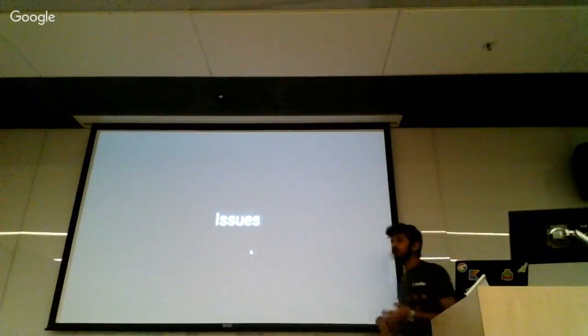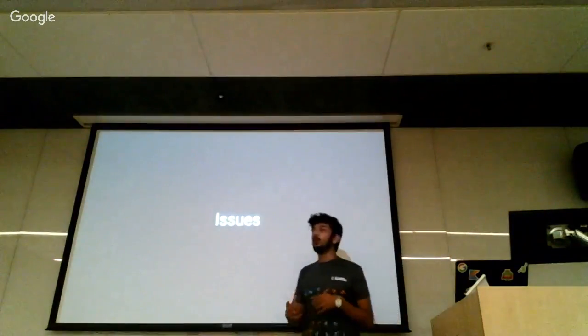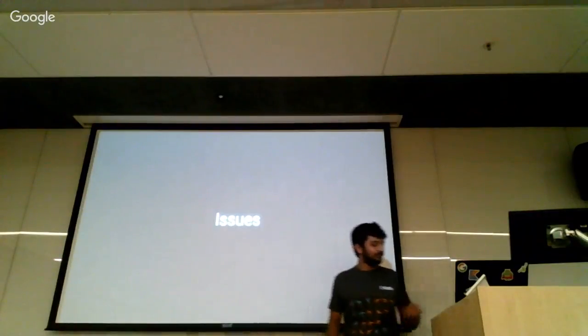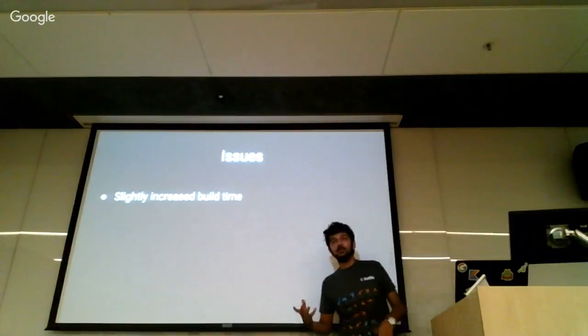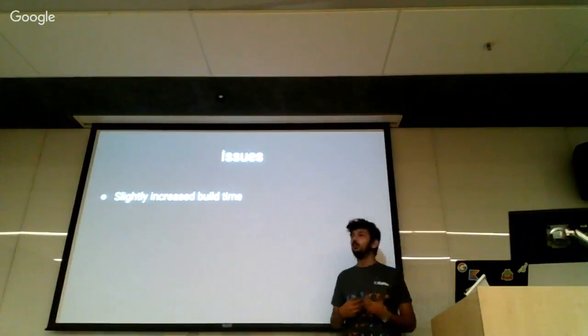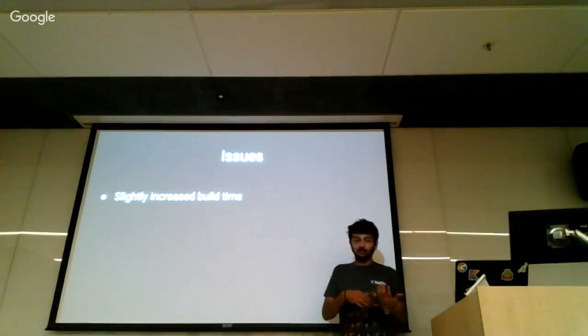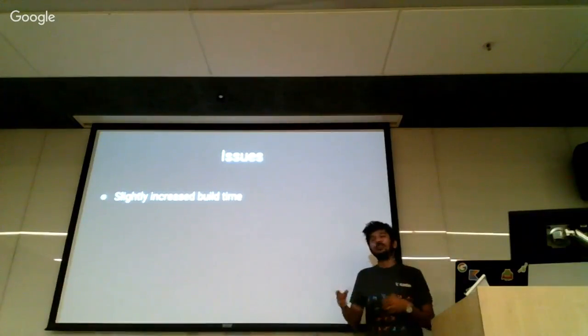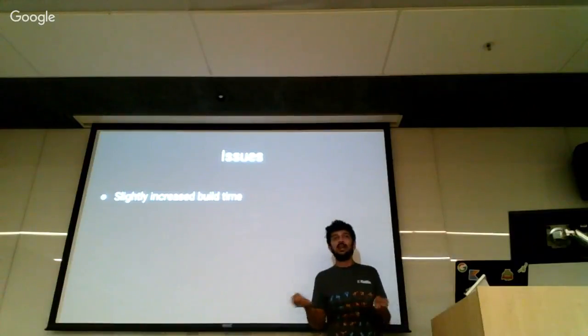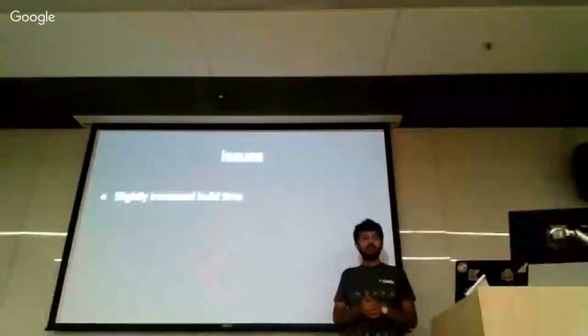So not everything is good with Kotlin. There are some issues, and it depends upon how you see them as issues. First, there's a slightly increased build time. That's because when you write the Kotlin code, it needs to be compiled into the bytecode. That's an extra overhead, so you might see a slightly increased build time in Android Studio or IntelliJ.